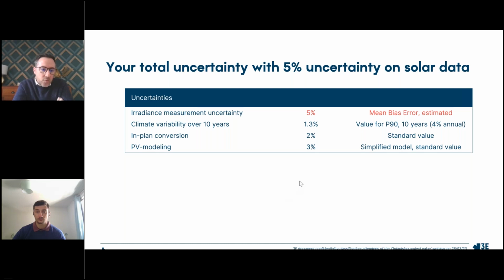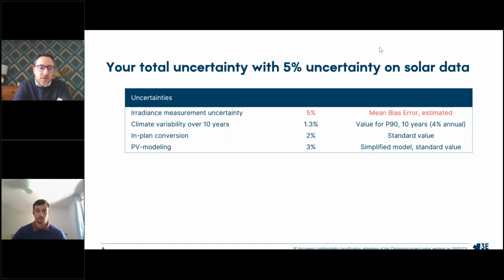So at 3E, we have several kinds of uncertainty sources. And here in this example, we divided them into 4 categories. The first one is, of course, the irradiance measurement uncertainty. So it's typically the accuracy of your irradiance data that has been used to identify the yield of your project, so the horizontal irradiance. Here, for the example, we take 5%, which is a generic, standard value for normal irradiance data sets.